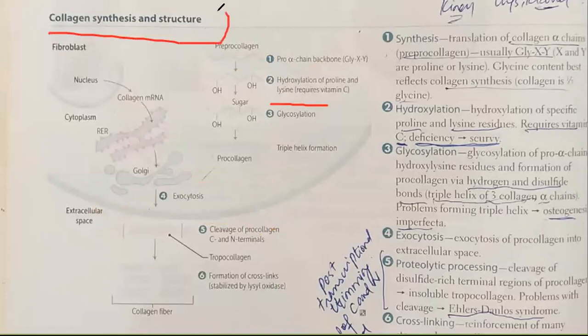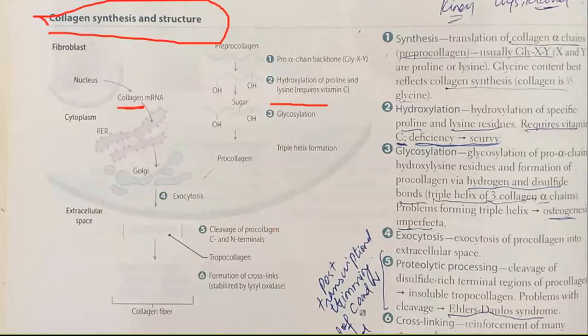Collagen, collagen is a complex form of protein that is present in your bones, in your skin, in your glomeruli, in your retinas, everywhere.